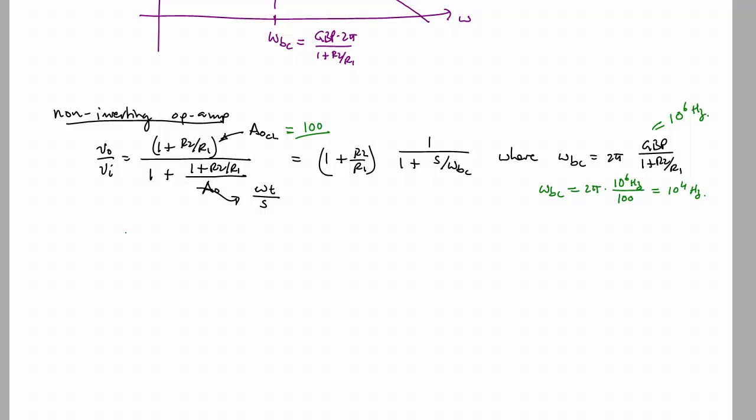Okay, so look at this. With a gain bandwidth product equal to a megahertz, if AO closed loop, the initial closed loop gain, R1 plus R2 over R1, were equal to 100, then the closed loop break frequency omega BC would be equal to 2 pi times a megahertz over 100. In other words, 10 kilohertz.